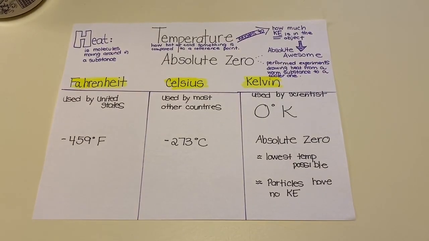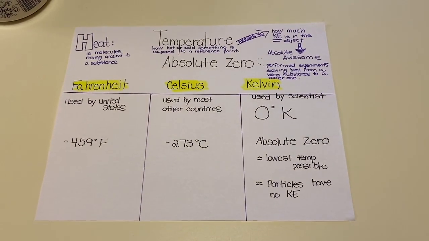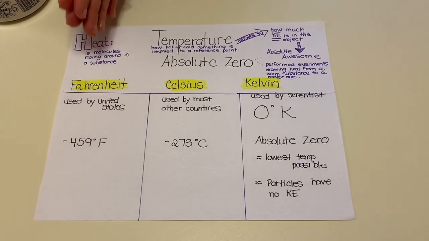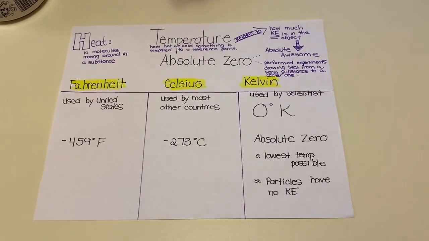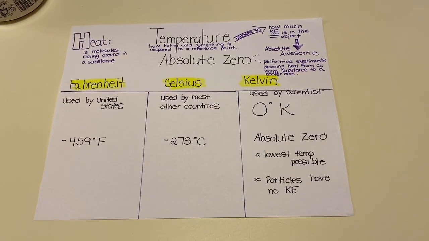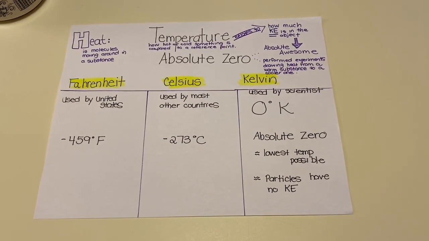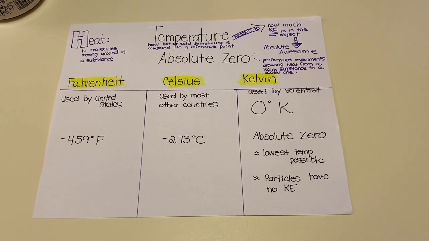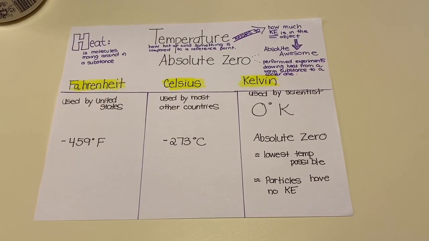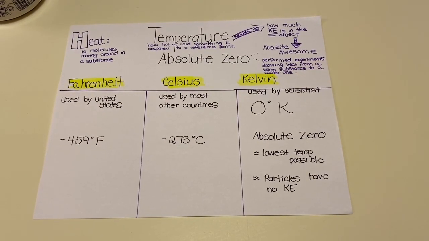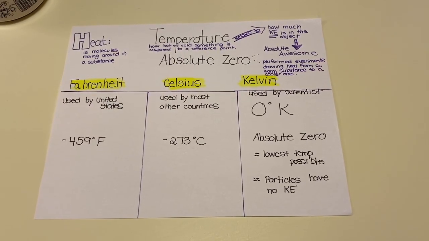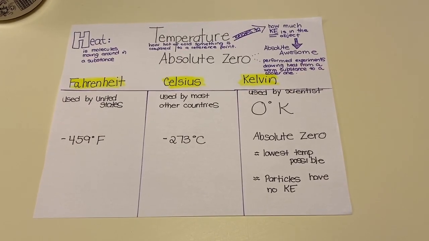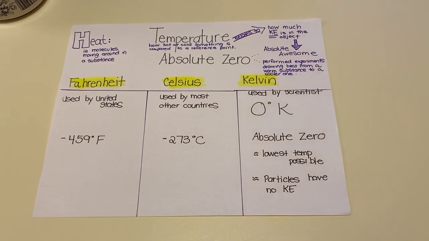Actually, we use 3 scales to measure temperature. In the United States, we use Fahrenheit. In other countries, we use Celsius, and the Kelvin scale is used by scientists. Absolute zero means it's the lowest temperature possible. Particles have no, nada, nothingness, and kinetic energy.